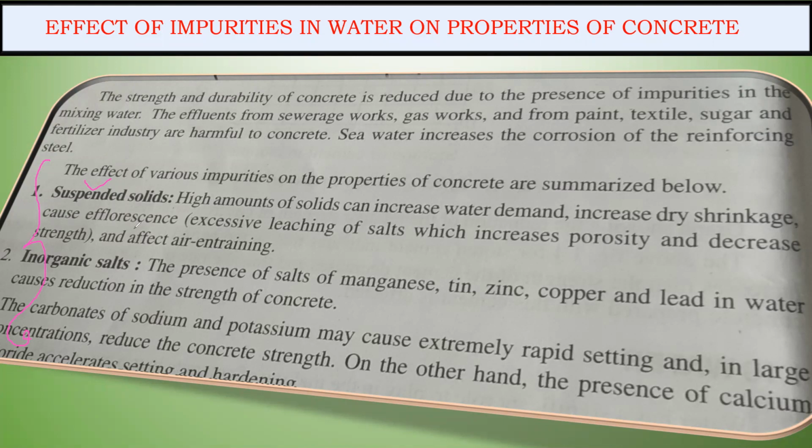It causes efflorescence, that is, excessive leaching of the salt will increase the porosity, decrease the strength and affect the air entraining. And also, if there is inorganic salt, the presence of salts of manganese, tin, zinc, copper, lead in the water can cause a reduction in the strength of the concrete. Even the carbonates of sodium and potassium may cause extremely rapid setting, and in large concentration reduce the concrete strength. So these are the things that will happen if you are not using water of good quality.